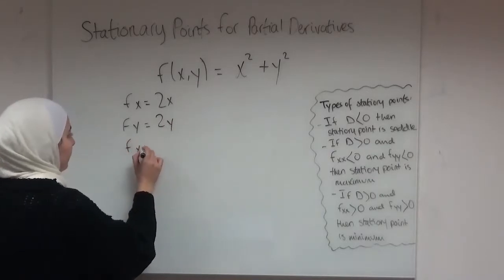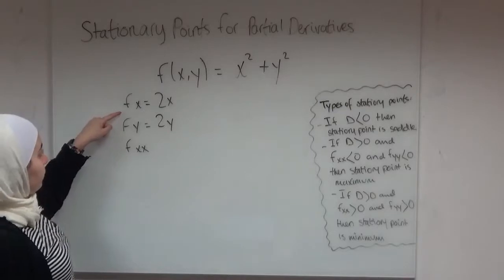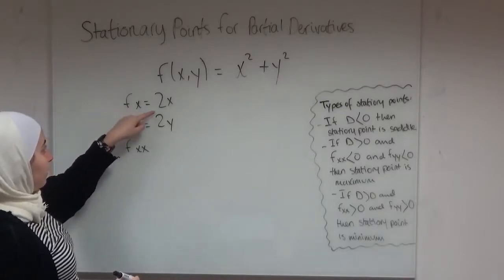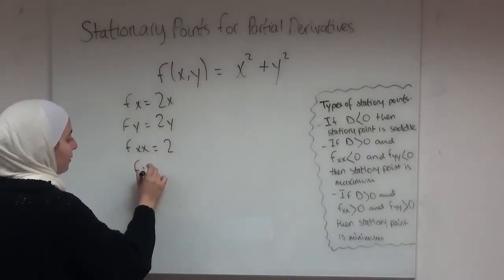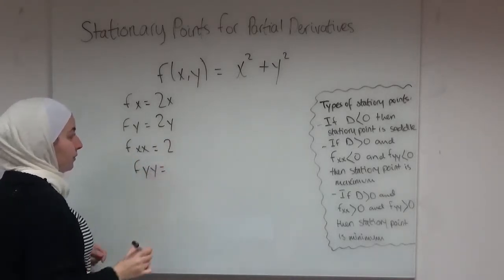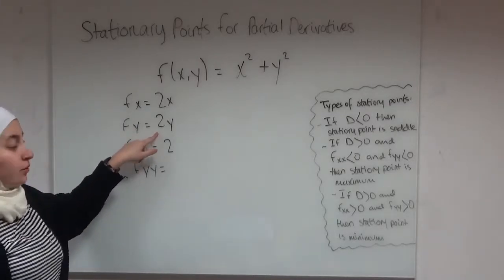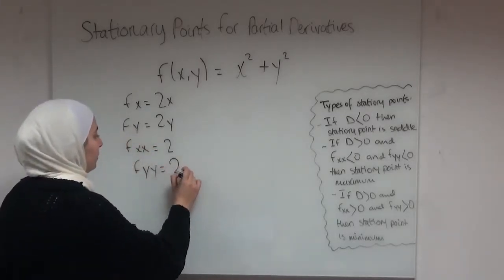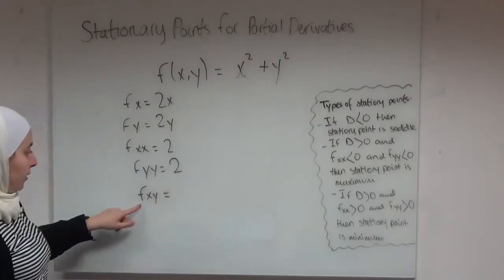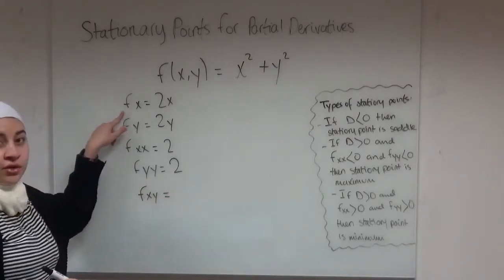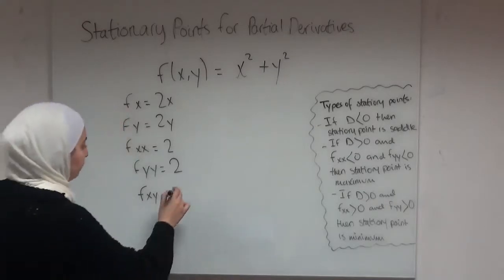Then finding the second order derivative of the equation in terms of x. So differentiating fx in terms of x, we get 2. Then finding the second order derivative of the fy equation, so differentiating with respect to y, we get 2. And then differentiating the fx equation in terms of y, so differentiating 2x in terms of y, we get 0.